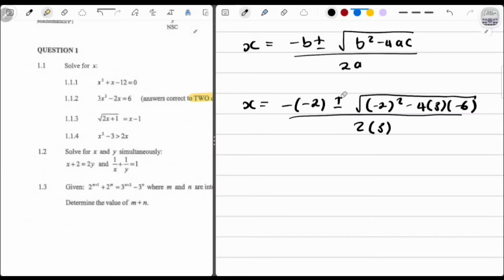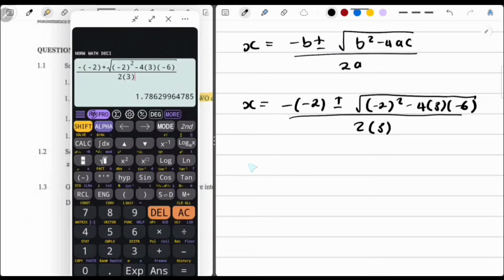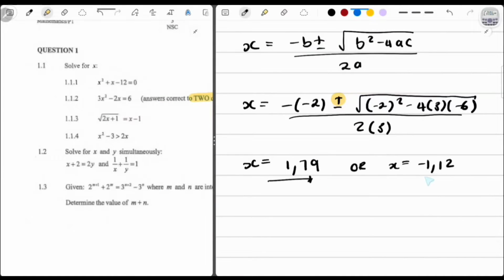I'm going to start with the plus first. Okay, so when I plug it in, my first answer when I put the plus, of course, is 1.786. If you round off to 2 decimal places, that's going to be 1.79. Or x is equal to, and you're just going to change that sign to say minus instead now. And so we get negative 1.12 rounded off to 2 decimal places because the 9 rounds up. Okay, so that would be our answer for this question.